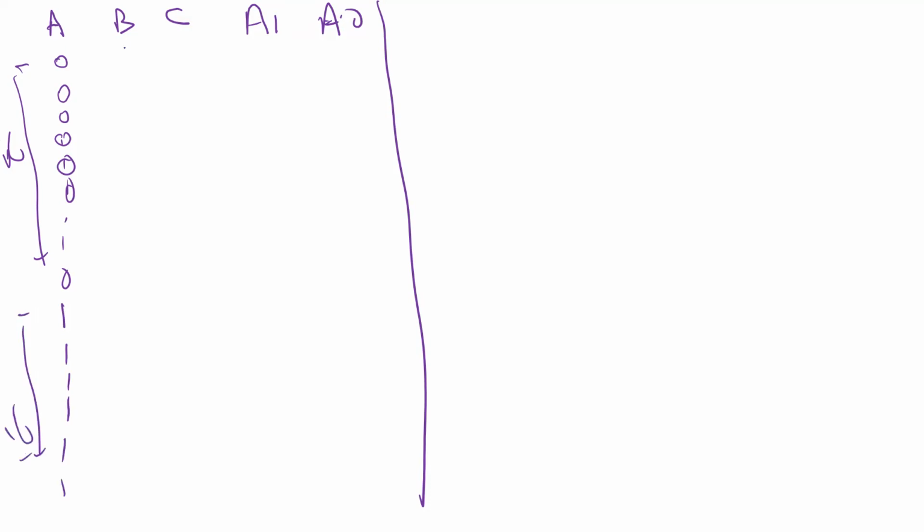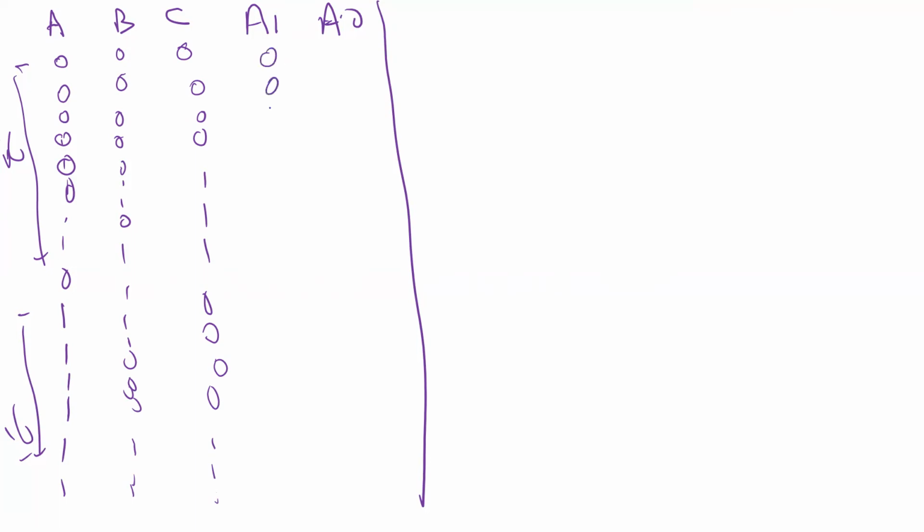Here there should be 8 zeros, then 8 ones, 8 zeros, and then 8 ones. You know that. Then here 4 zeros, 4 ones, 4 zeros, 4 ones. For A1, there should be 2 zeros, 2 ones, 2 zeros, 2 ones. For this one, 0, 1, 0, 1, 0, 1. So this is all the possible cases we have here.